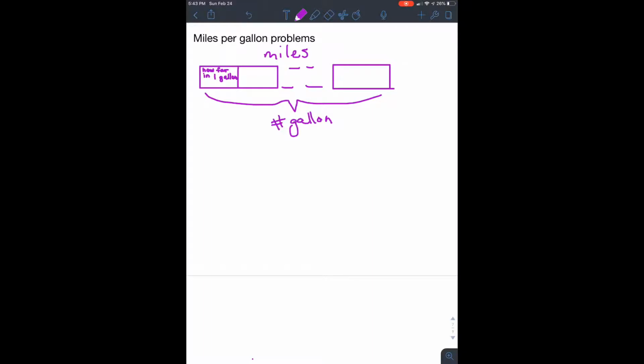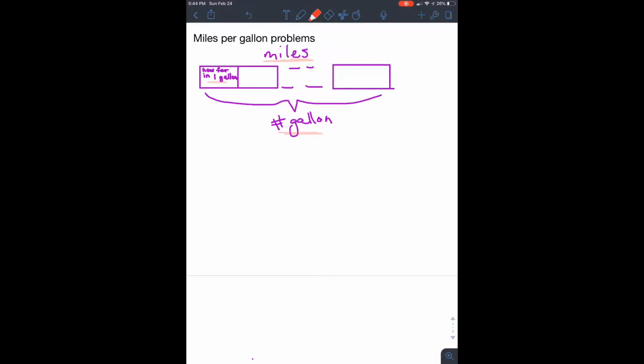So in order to look at that, we can have this bar model. This is going to show us how far we can go. That's the end. That is the total number. The total number is how far we go. And the first part is how far I can go in 1 gallon and then times the number of gallons.